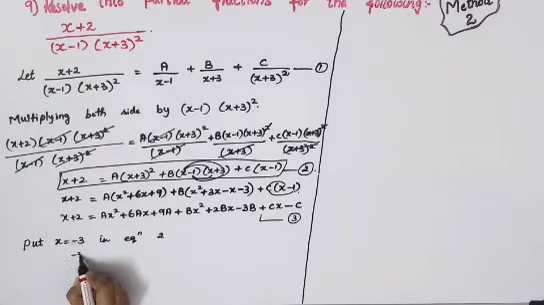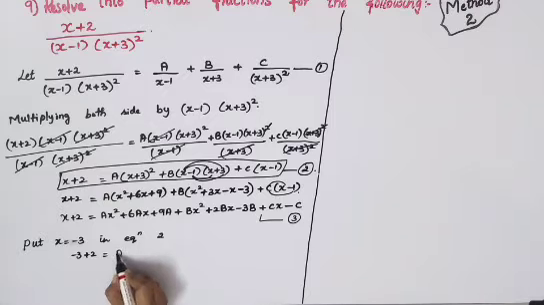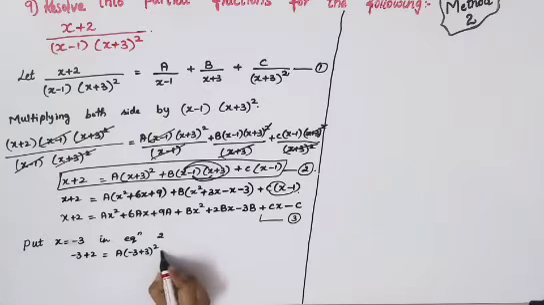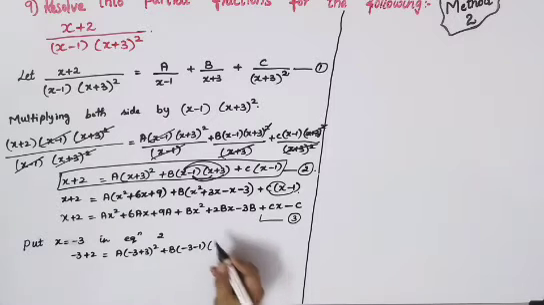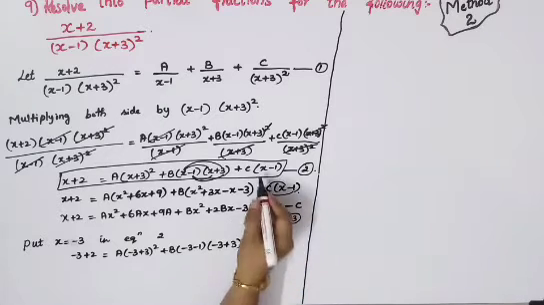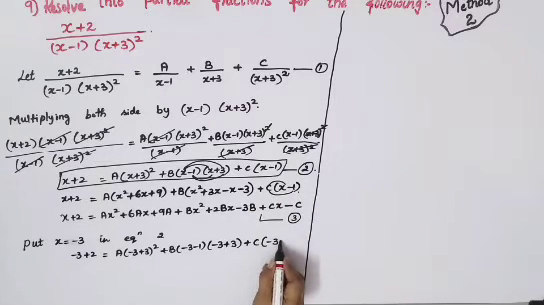So it is minus 3 plus 2, that is your left hand side, that is equal to a into, here 3x is there, so minus 3 plus 3 the whole square, plus b into, again x is there, so minus 3 minus 1, plus c into, so x is there, so minus 3 minus 1.